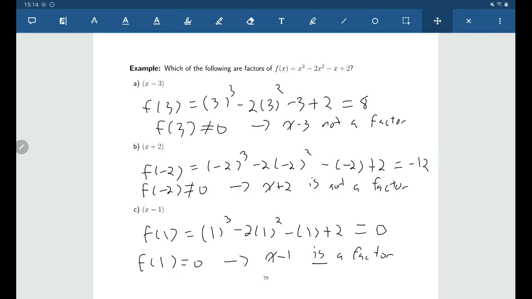There we go. So just by evaluating our function nicely and quickly, we can test to see whether it's a factor or not. So here we checked whether x minus 3, x plus 2, x minus 1 were factors, and we were able to confirm that x minus 1 is a factor, but the other two were not.